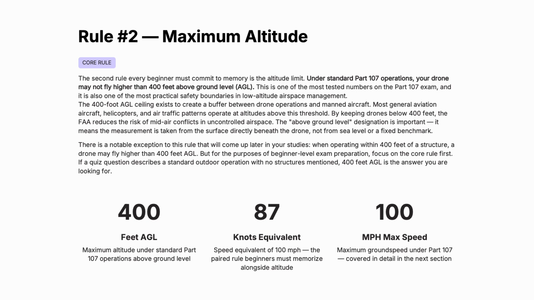Why 400 feet? Because it creates a buffer between drones and manned aircraft. Most general aviation traffic operates above that threshold, so staying under it reduces the risk of mid-air conflict in controlled airspace. And pay close attention to that phrase, above ground level. That measurement is taken from the surface right beneath your drone, not sea level, not some fixed benchmark. There is an exception you'll learn later involving structures where you're allowed to fly higher than 400 feet near a building, but for now, lock in the core number, 400 feet above ground level. If an exam question describes a standard outdoor flight with no structure mentioned, that's your answer.